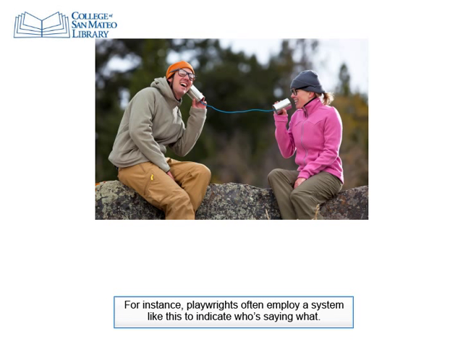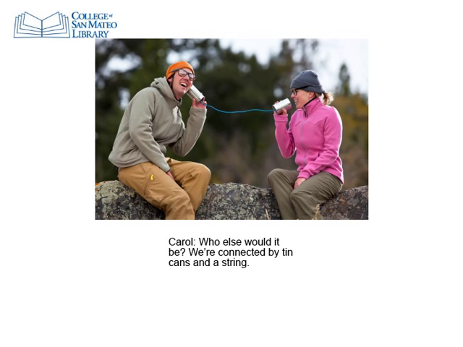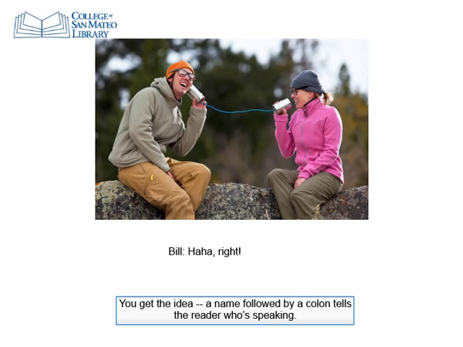For instance, playwrights often employ a system like this to indicate who's saying what. In this example: "Hey, Bill, can you hear me?" "Carol, is that you?" "Who else would it be? We're connected by tin cans and a string." "Ha, right." You get the idea. A name followed by a colon tells the reader who's speaking.